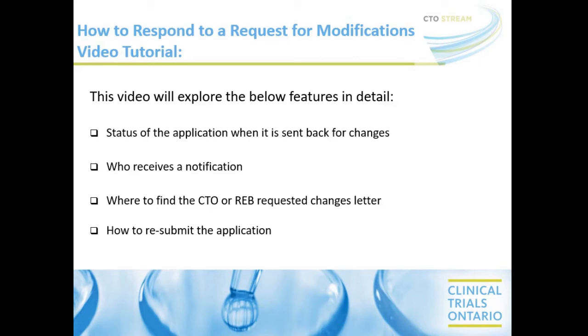This video will demonstrate how to respond to a request from the REB or CTO for modifications to your application in CTO Stream. Throughout the video, we will explore the below features in detail. The status the application will be at once it has been sent back to the study team for changes, who receives a notification when the form is sent back, where to find the CTO or REB letter which contains a list of the requested changes, and how to resubmit the application.